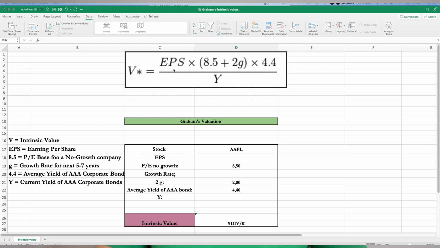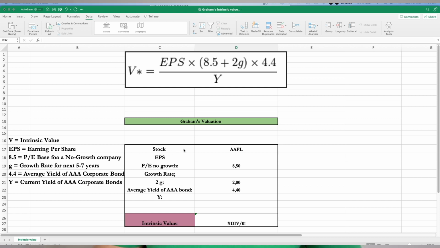So what are all these values? V is the intrinsic value of a company, EPS is earning per share, and if you're not sure about the earning per share or you're confused about this, I've already made a video about this, so you can click on the link in order to find more information and how you can calculate this value. 8.5 is a fixed value for non-growth companies, and G is the growth rate for any company for the coming 5 to 7 years, and 4.4 is the average yield of a AAA corporate bond, and Y is the current yield of AAA corporate bond. I'm going to show you where you can find all those values.